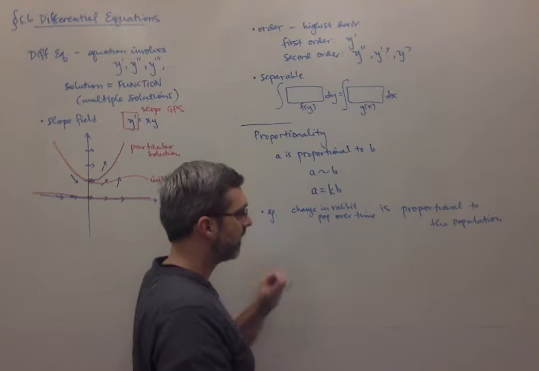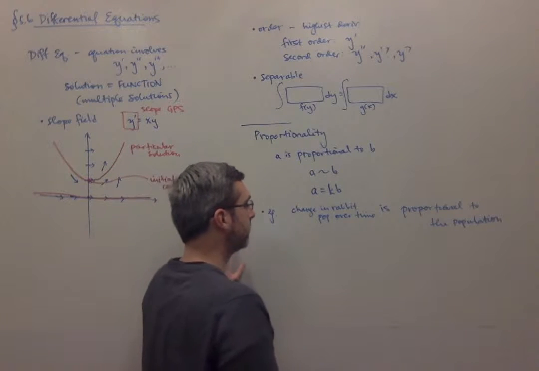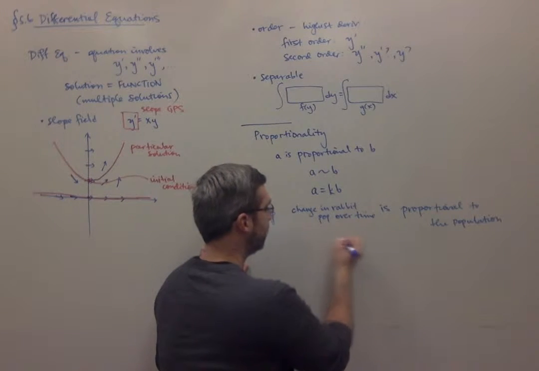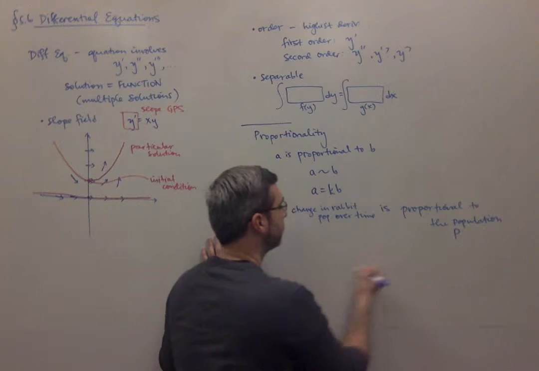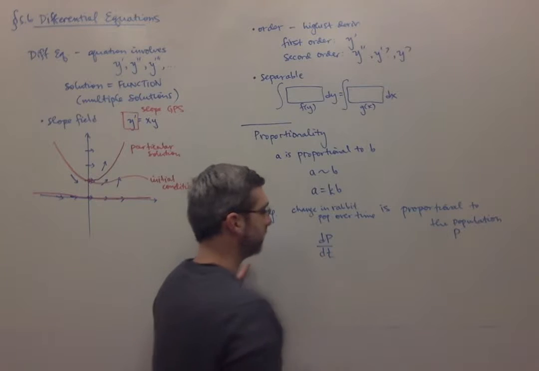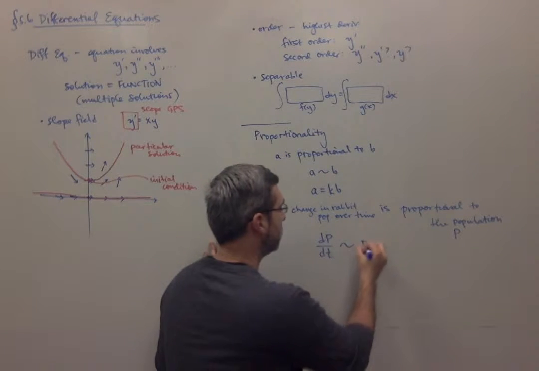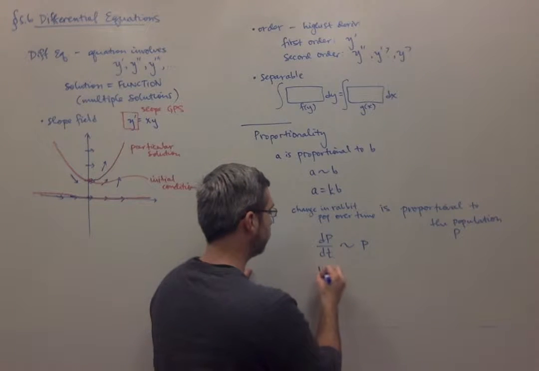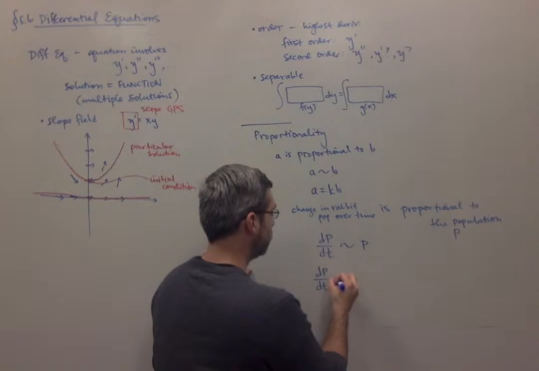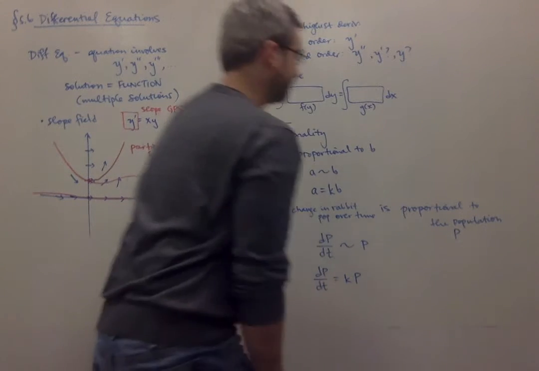Okay, the change in rabbit population over time is proportional to the population. What that means is, if we call the population P, the change in population over time, that's a derivative, is proportional to the population. In other words, the change in the population is a constant times the population.